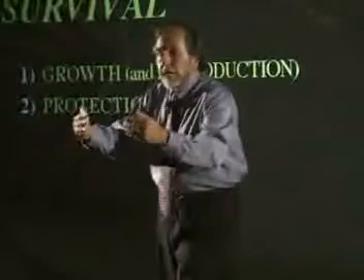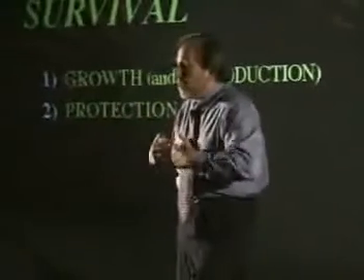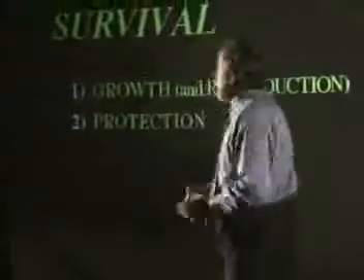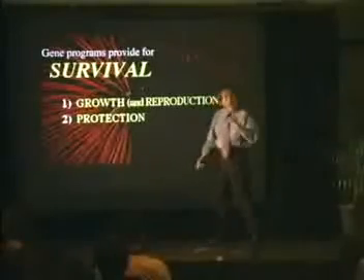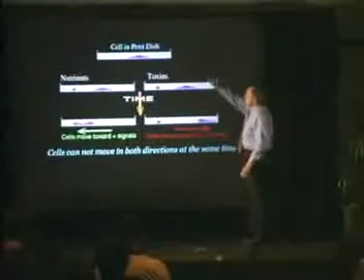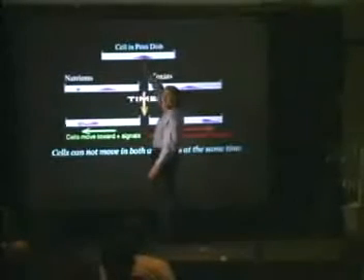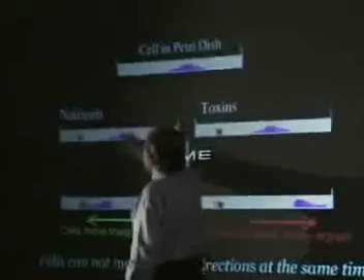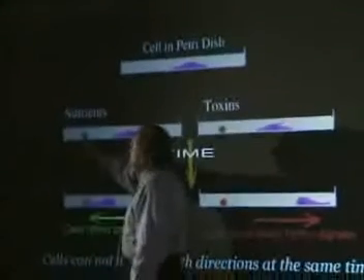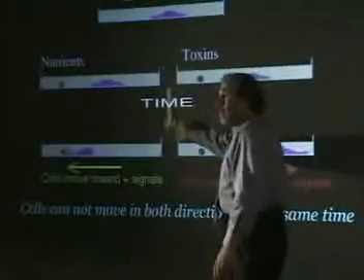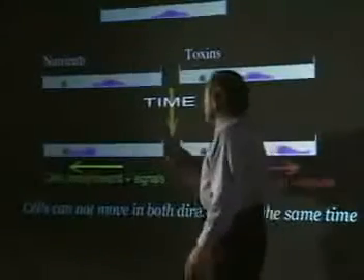So the bottom line is this. When you walk into the environment, you're either going to select growth programs or you're going to select protection programs. And I'm going to explain why it's either or. I'll give you a simple understanding. I put a cell in a petri dish. And in one petri dish, I put nutrients here in front of the cell. In another petri dish, I put toxins in front of the cell. And then I wait for a period of time. What's going to happen? The answer is this.